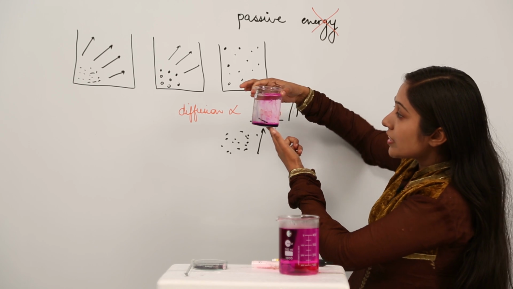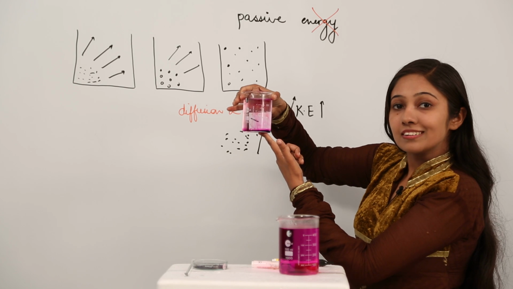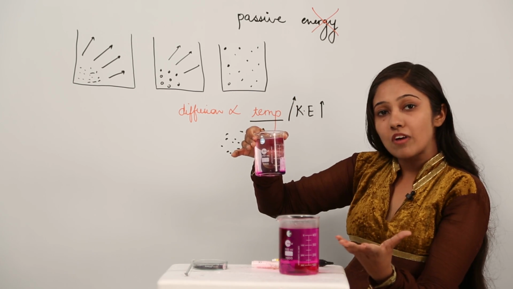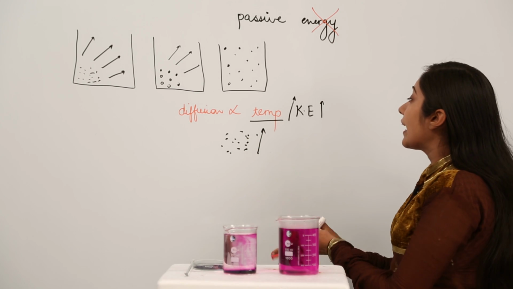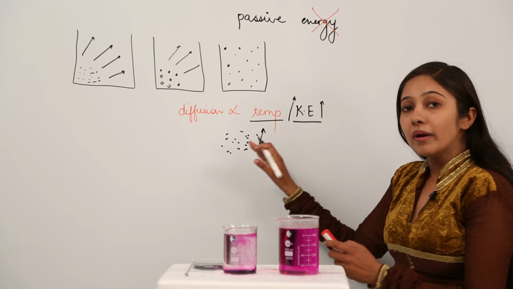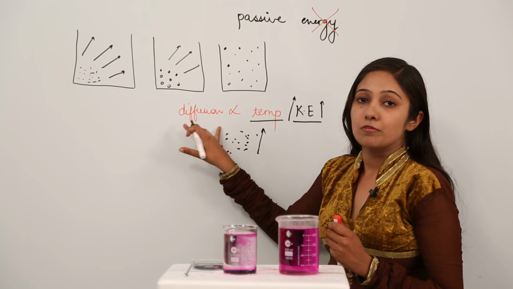So what is happening here? The rate of diffusion is quite slow. The movement of molecules is quite slow because the temperature is less. When the temperature is higher, the movement of molecules is fast. Remember, when I talk about the movement of molecules, I talk about the kinetic energy of the molecules. When the kinetic energy is higher, the movement is going to be faster. When the movement is faster, the rate of diffusion is going to be fast.